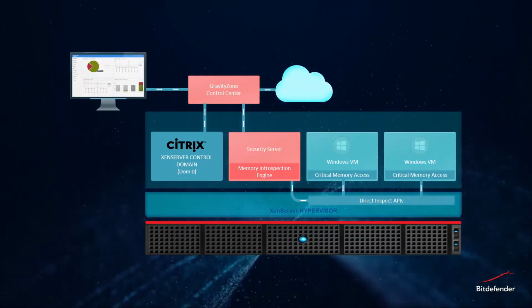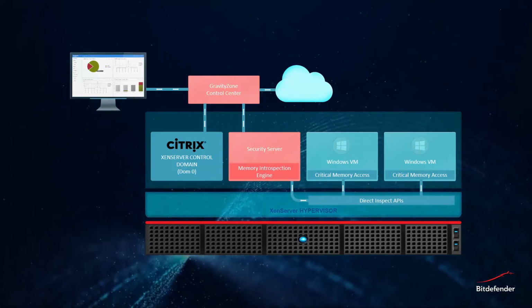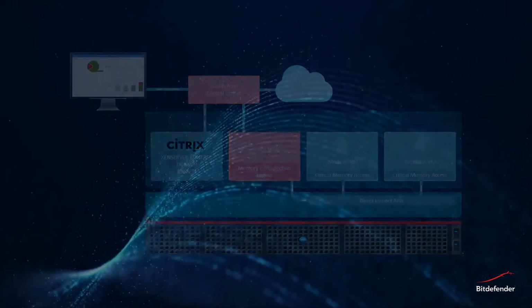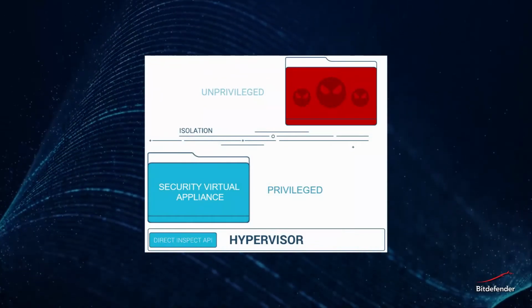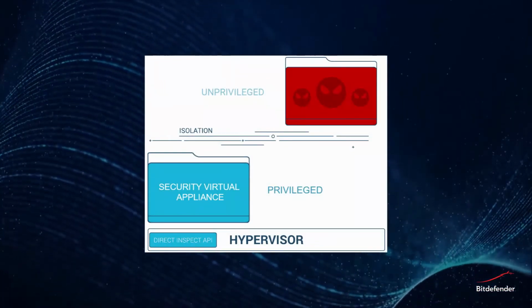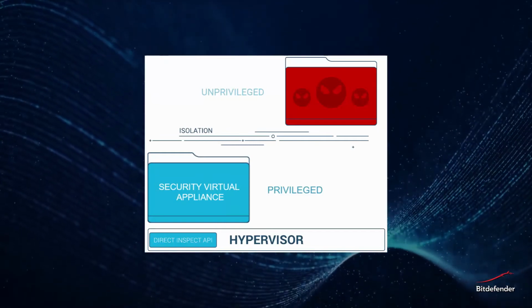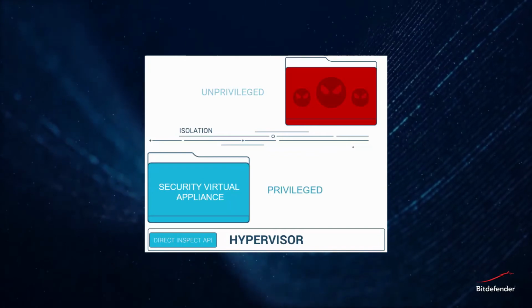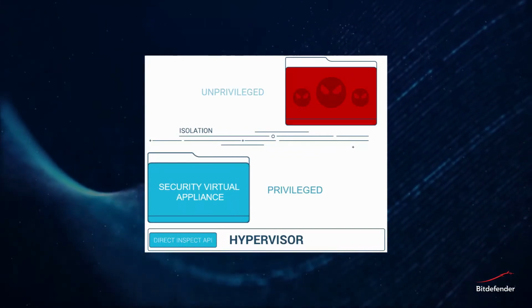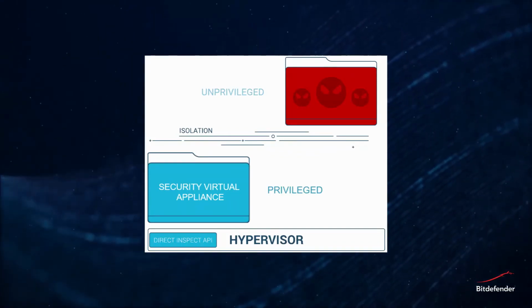HVI also protects the kernel and all of the processes that run on the protected VMs. Not only do the Direct Inspect APIs allow security vendors to protect against malicious techniques, but they also isolate the security software from guest VMs that may be containing malware. This means that rootkits are unable to hide themselves from the security appliance, or even interfere at all.